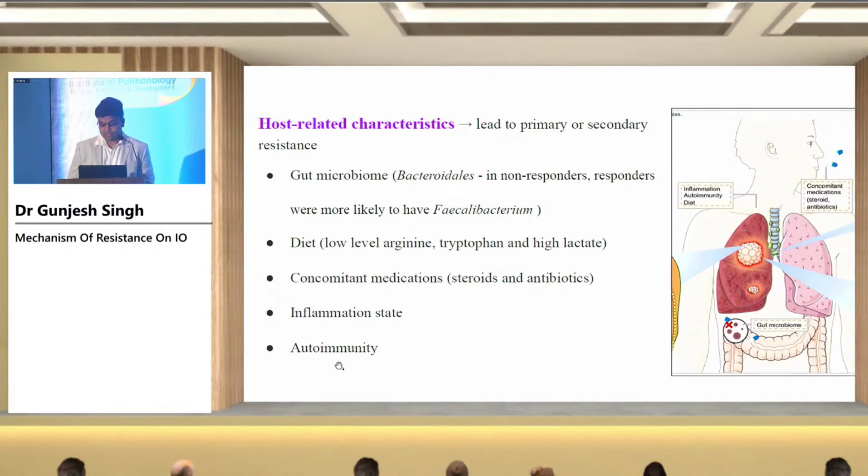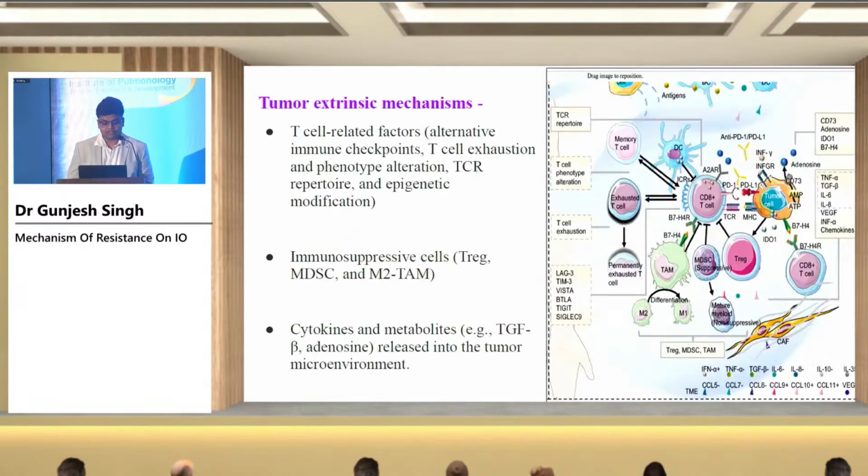Inflammation state and autoimmunity are other reasons of host-related characteristics. So we have seen intrinsic mechanism, we have seen host-related mechanism. Now this is very important for theory examination: tumor extrinsic mechanism. This is the tumor microenvironment. Microenvironment means apart from tumor, there are several cells in the tumor niche: cytotoxic T cells, regulatory T cells, stromal cells, tumor-associated macrophages, dendritic cells, and they further secrete various cytokines. There is a complex interaction between all these cells, and that can affect again the response with immunotherapy.